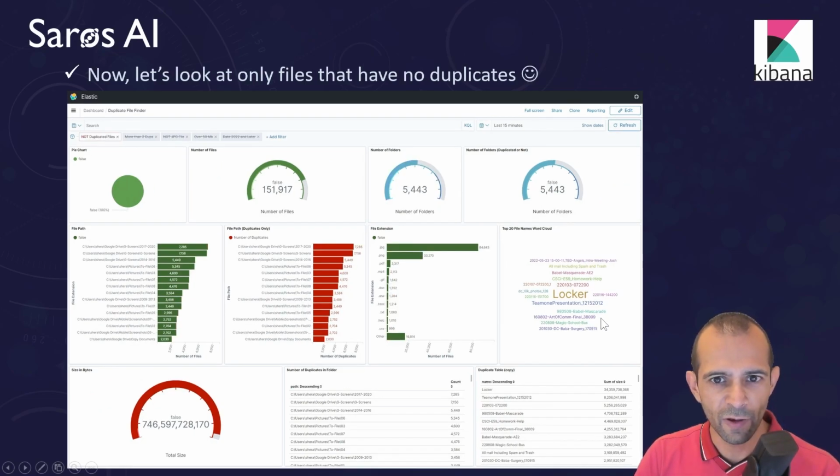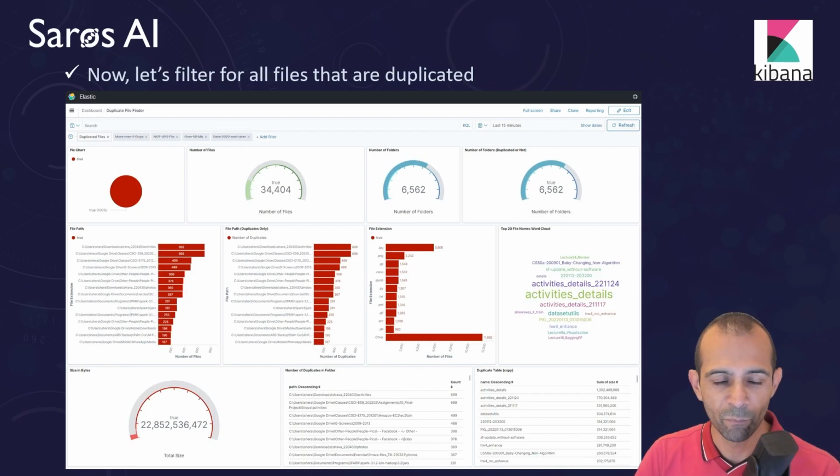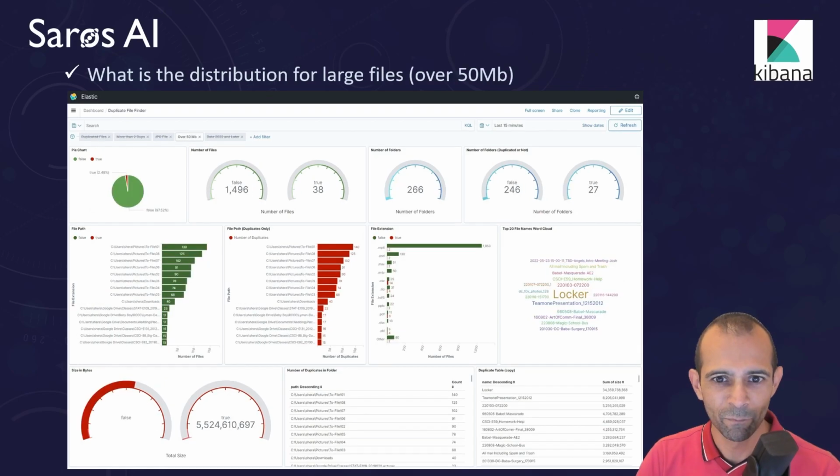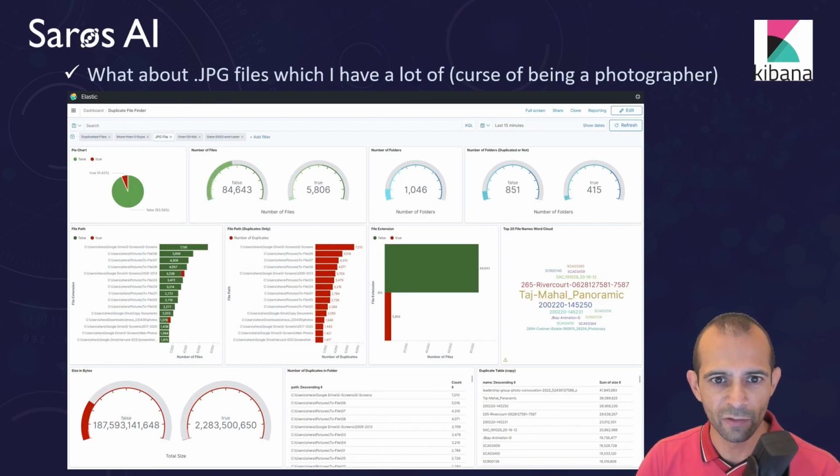Here you can see files that have no duplicates. Here are files that do have duplicates, and you can see how they're distributed across the system. To go a step further, these are files that are duplicated multiple times, so the worst offenders, and we can see there are a few of them, but they still take up about 6 gigs of data. Here's how large files are distributed and whether they're duplicated or not. And you can see I don't have many duplicates for large files.